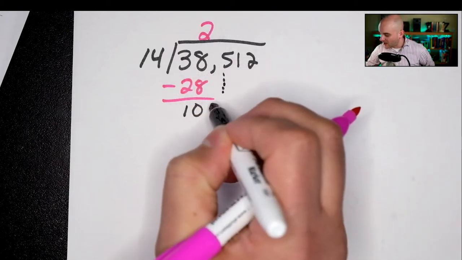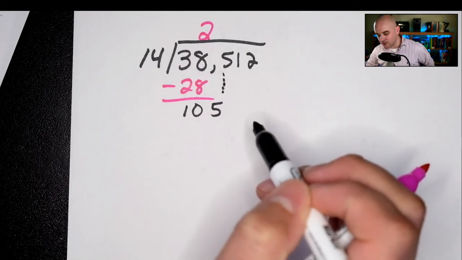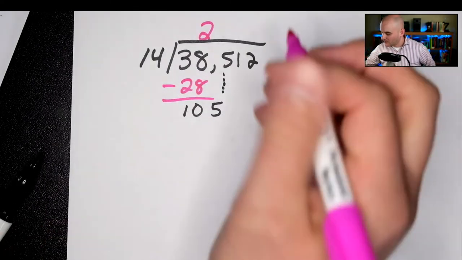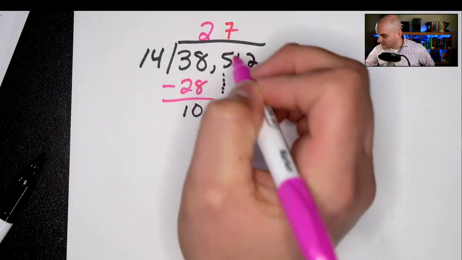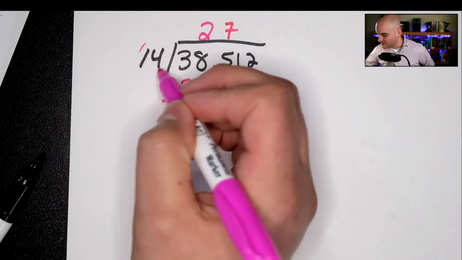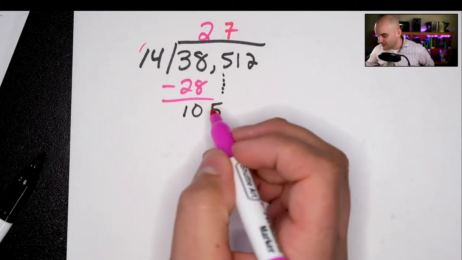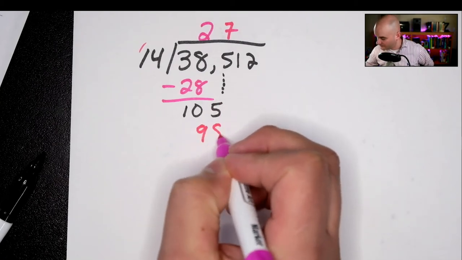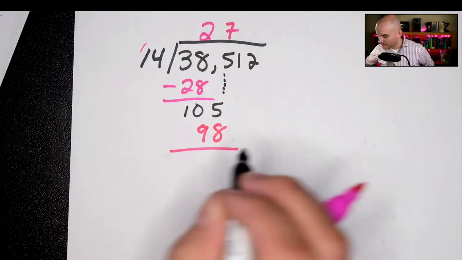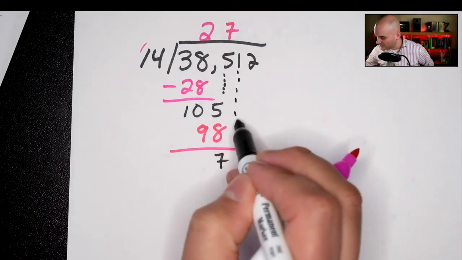Bring down that 5. And now the question is, how many times will 14 go into 105? And after a little trial and error, you get 7 times. Once again, you want to do 7 times 14, and I get 98. And I want to subtract that. When I do, I get a 7 right here. Bring down this 1.